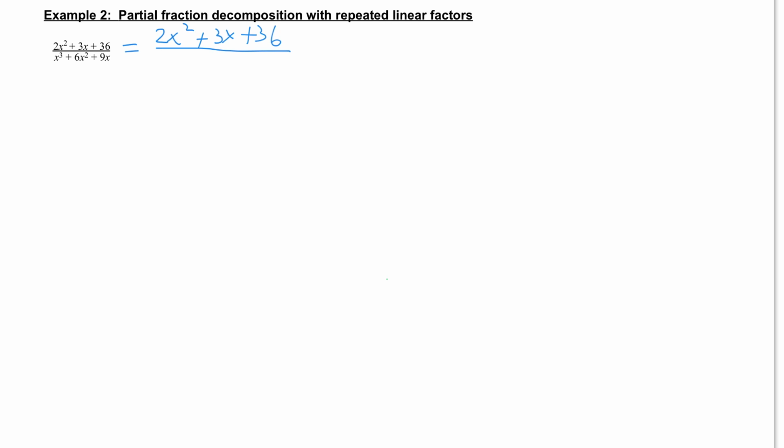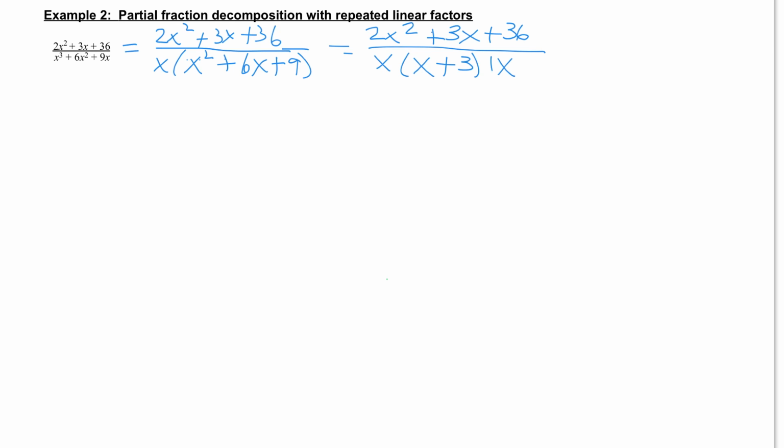And if I take an x out on the bottom, I have x times x squared plus 6x plus 9. And then I can look to continue to factor. x squared plus 6x plus 9 can factor into x plus 3 times x plus 3. So my numerator again stays the same, and my denominator now is x times x plus 3 times x plus 3.